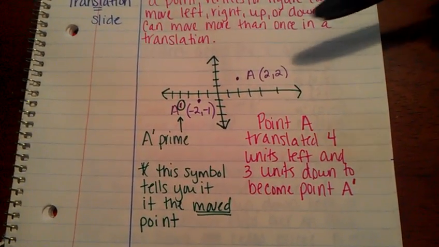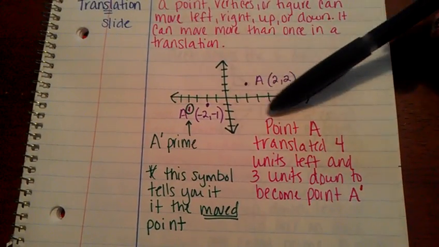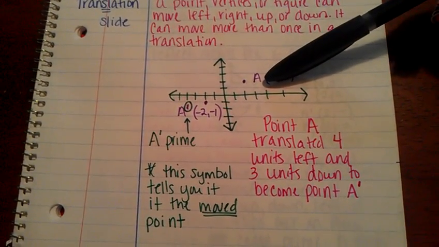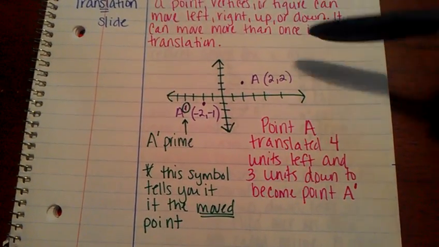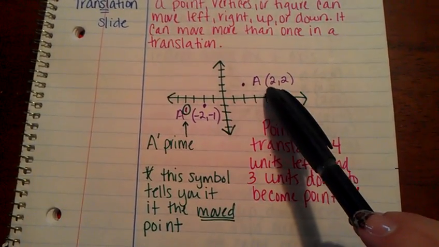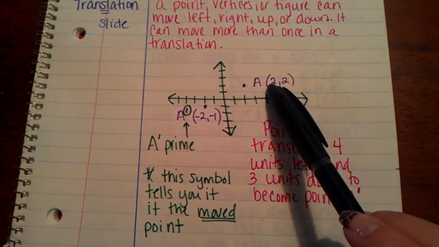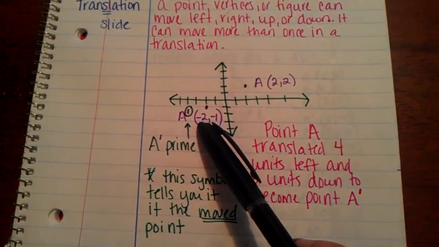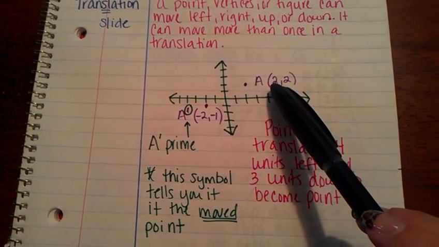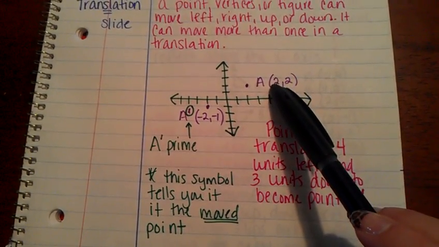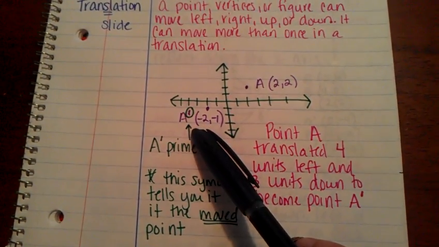Now, let's say, for instance, you're given just the point and it asks you for the new coordinates and it tells you how it's translated. Take a look at the relationship between your x-coordinate. It was 2. It became -2. If I subtract the 4 units left from it, what do I get? Well, 2 minus 4 is -2.